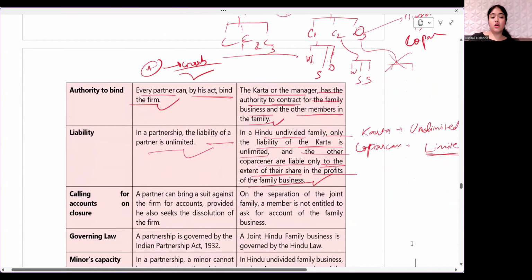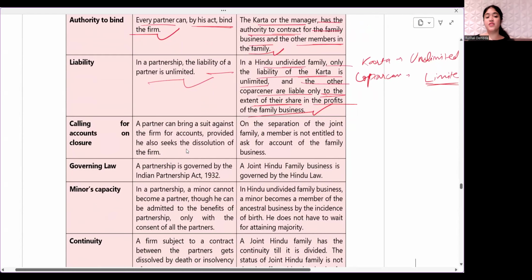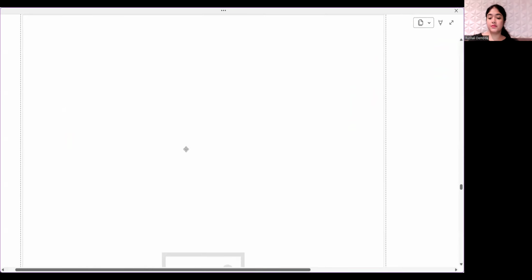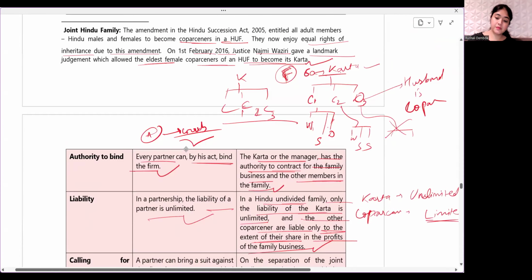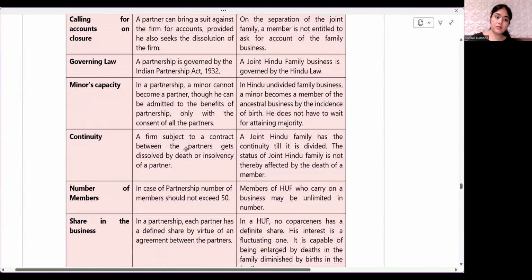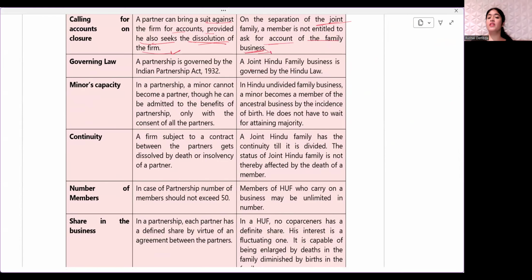Calling for accounts on closure. On closure, a partner can bring a suit against the firm for accounts provided he also seeks the dissolution of the firm. If a partner does not want the firm to continue, he may say, please bring all the documents, we need to close the firm. On separation of a joint family, a member is not entitled to ask for accounts of the family business. When the family business is separated, he cannot ask for the books of accounts. If you want to become a separate person from this HUF, you can just leave the HUF and go.